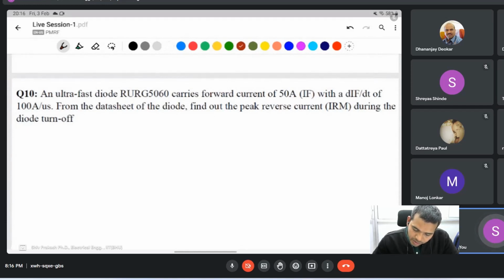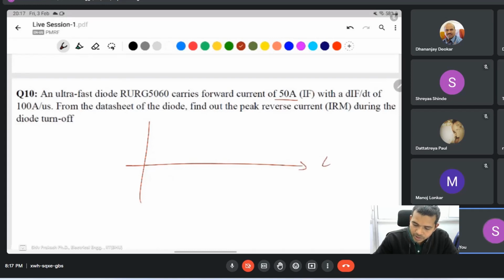An ultra fast diode is given carrying a forward current of 50 ampere with a dIF by dt, which means the slope of the current, of 100 ampere per microsecond. From the data sheet of the diode, find out the peak reverse current IRM when the diode is turned off. Same thing. This one is time, this one is current.